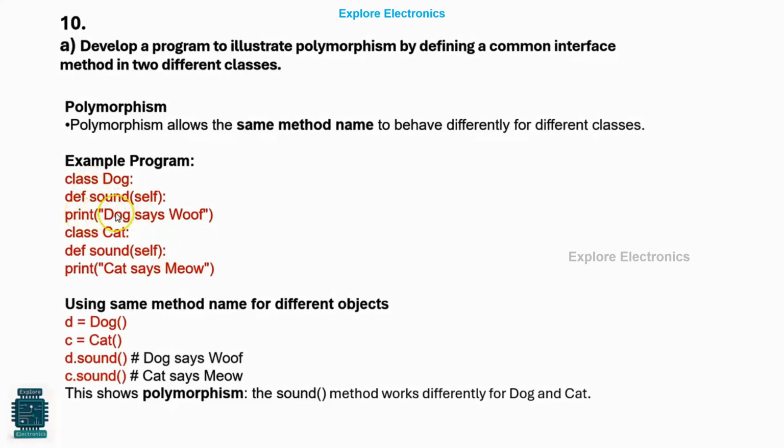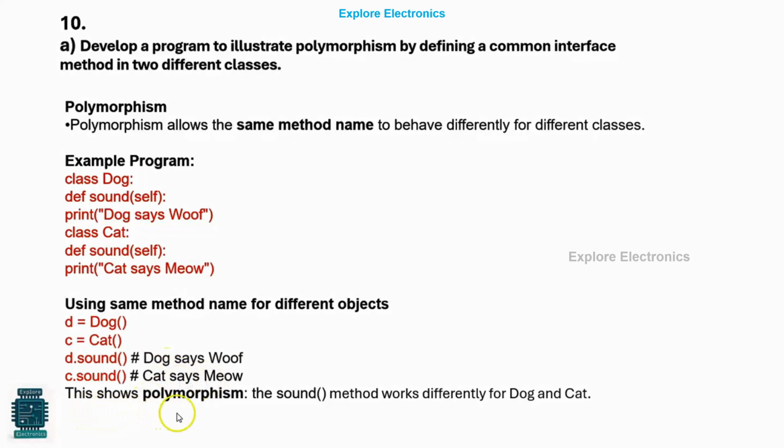In the dog case it will print dog says woof. In the cat case it will say cat says meow. Let us understand using the same method name for the different objects, that is d is equal to dog method, c is equal to cat method. d.sound will give dog says woof, and c.sound means cat says meow.